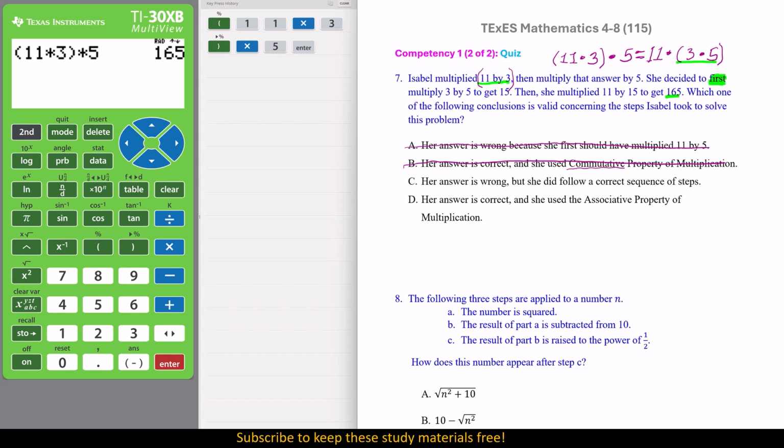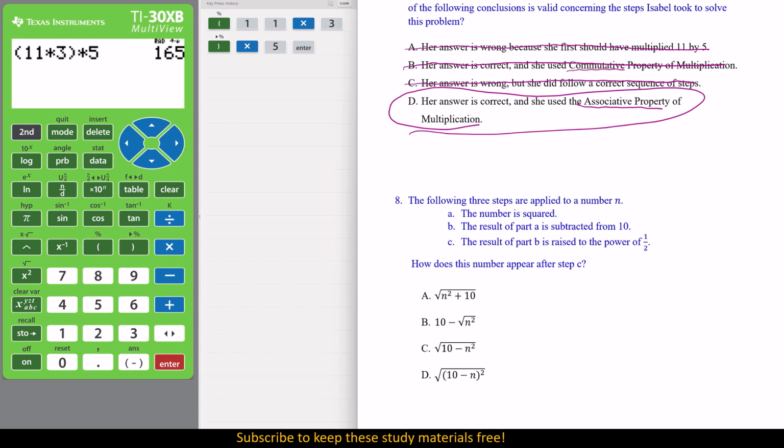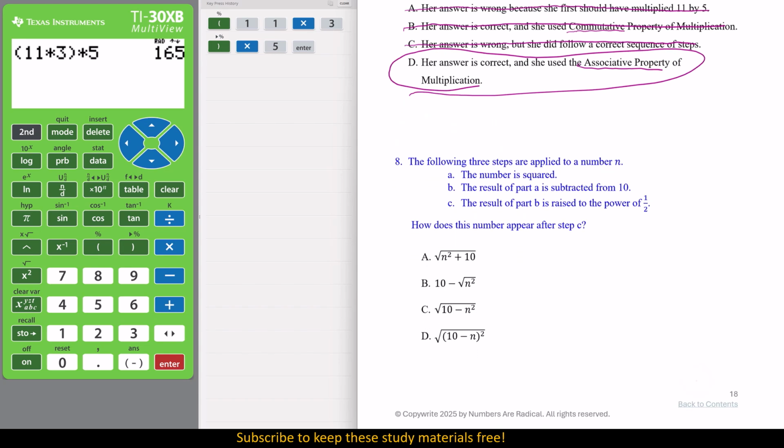Let's look at C. Her answer is wrong. No, that's out. Her answer is correct, and we've proven it with our calculator. D. Her answer is correct, and she used the associative property of multiplication. The word first matches with this property. Therefore, I agree with D. All right, let's look at number 8.